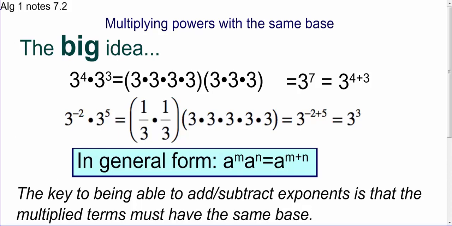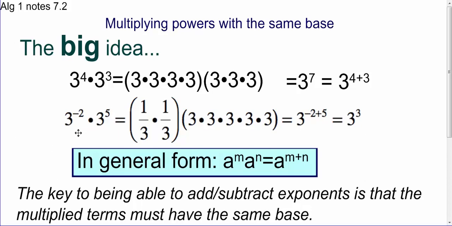The big idea, I've given you a couple little examples to show you. 3 to the 4th times 3 to the 3rd. We know that 3 to the 4th means 3 times 3 times 3 times 3. And we know 3 to the 3rd is 3 times 3 times 3. If you multiplied these two together, you would see that there are 7 3's. So we call that 3 to the 7th, which comes from doing 3 to the 4 plus 3 power.